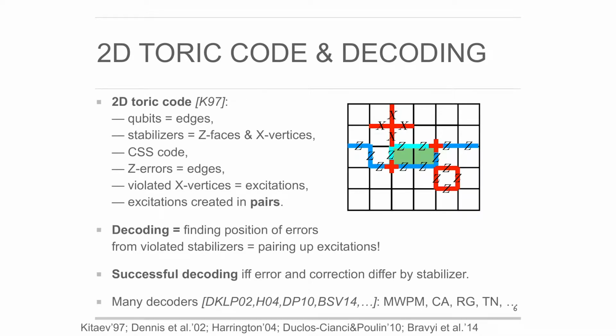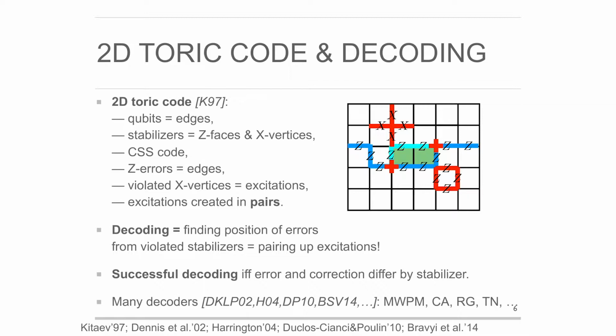So we all know and love the toric code. What's the toric code? We take the square lattice. It doesn't have to be the square lattice, but let's consider the square lattice for simplicity. With periodic boundary conditions, we place qubits on edges, and then the code is defined by its z and x stabilizers. For every face, we have a z operator, and for every vertex, we have an x operator. This is a CSS code.